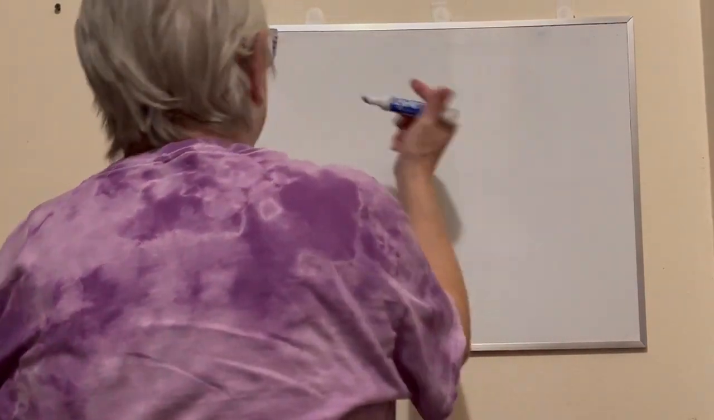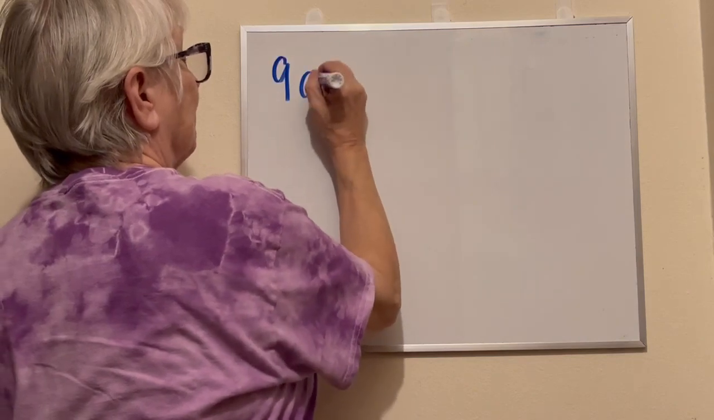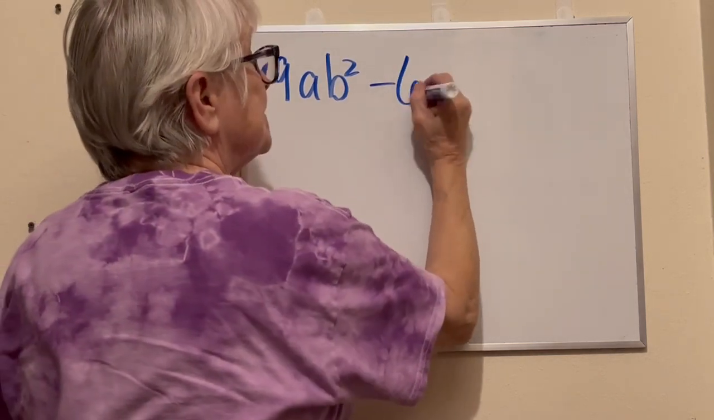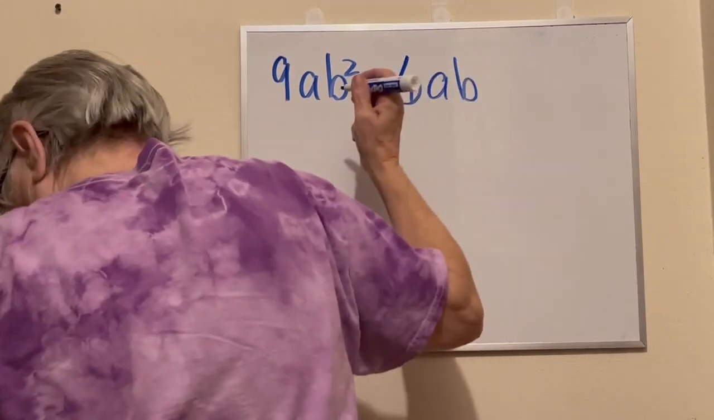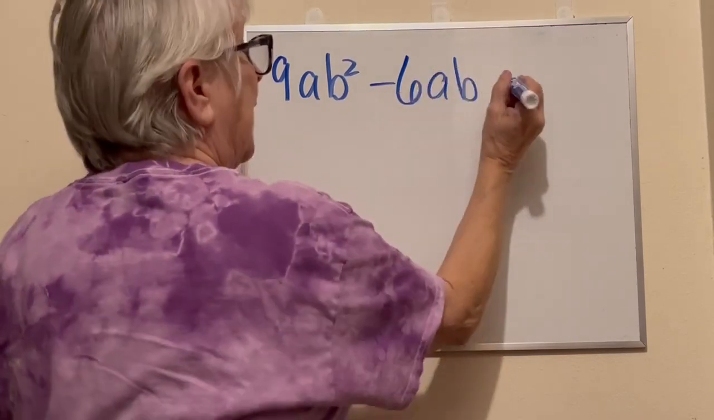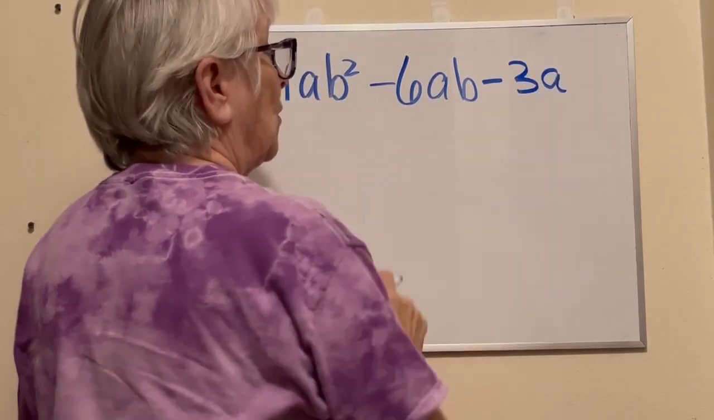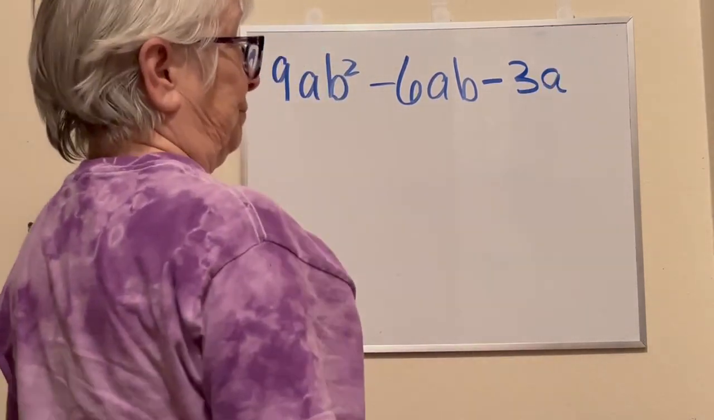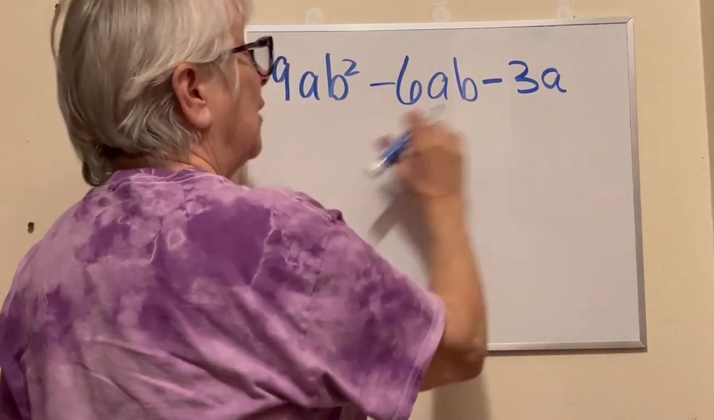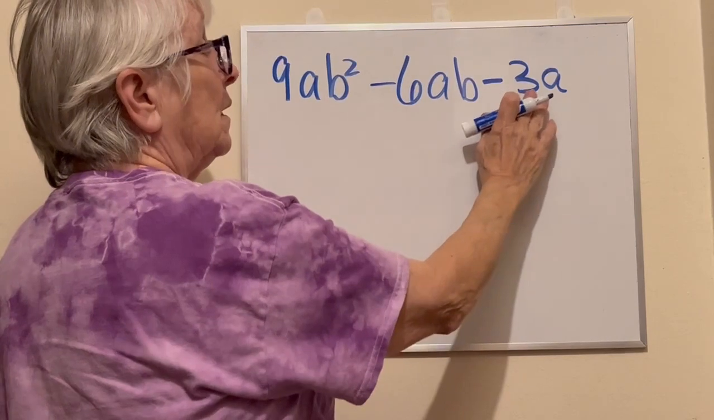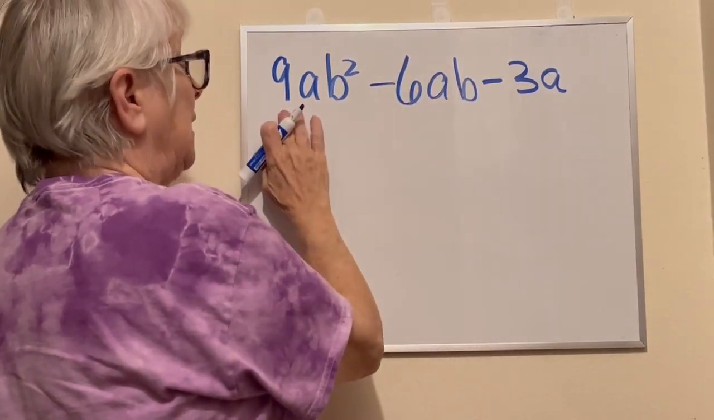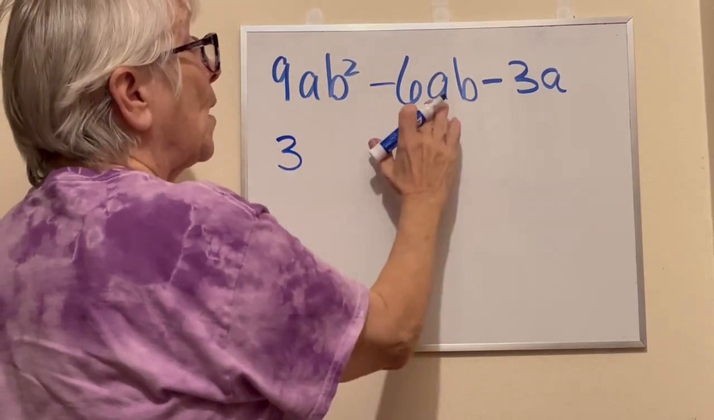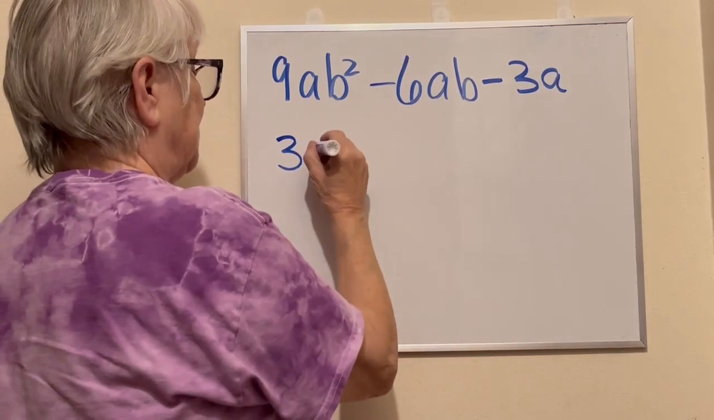So I have 9ab squared minus 6ab minus 3a. Okay, now there's no b here. So I can't factor a b out. There's no b there. But I have 3 terms. I'm going to have 3 terms inside my parentheses. Now there's the smallest number. Is it going to 9? Yes. 6? Yes. Okay, a winner. Ding, ding. And the lowest exponent of a, they're all 1s. So I take out a.